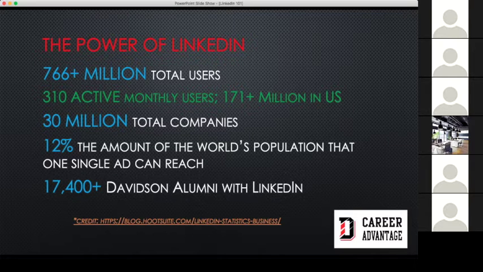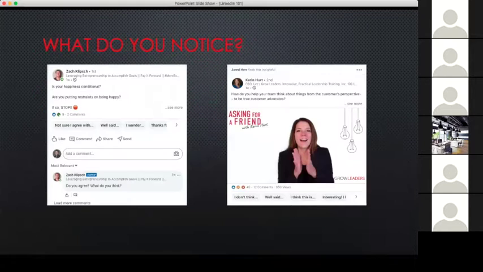And that means a lot of things. Obviously, there are 30 million companies. So that's a lot of companies. It's used for individuals. It's used for job searches and other things. The scope of this could be shown: 12% of the world's population in theory could be reached by a single ad. And right now this number has actually gone up a little bit to about 17,600, but there are a lot of alumni on the page. So when we talk about the power of LinkedIn, there are a lot of people on this platform. So there's a lot of things that you can do with it.